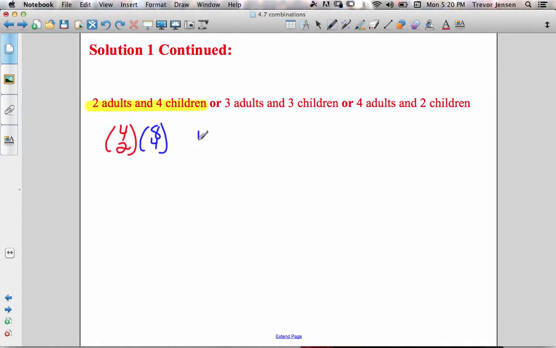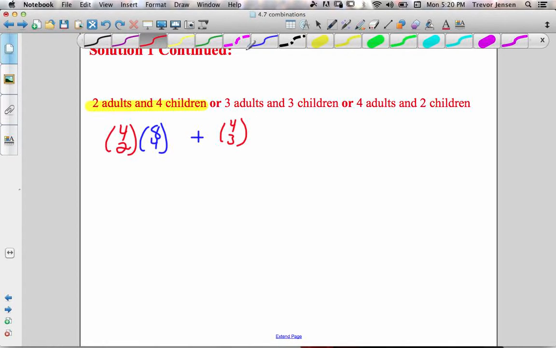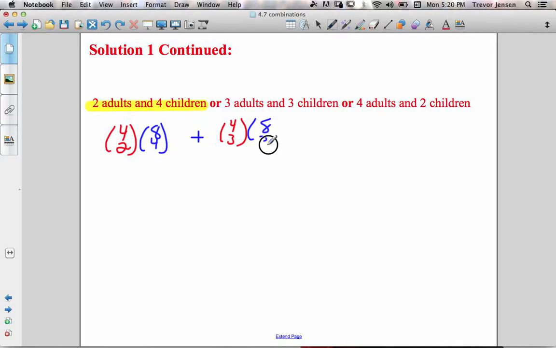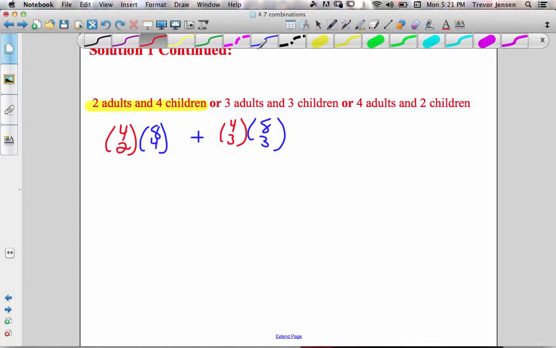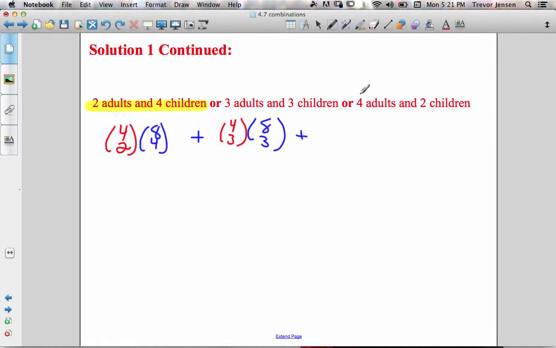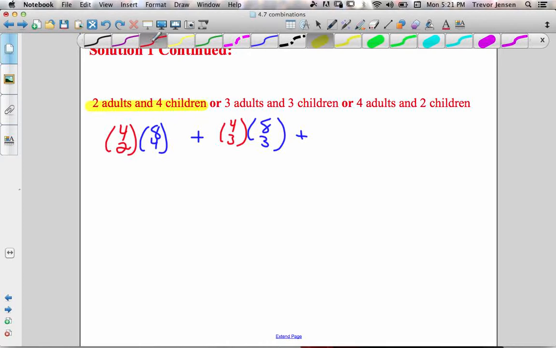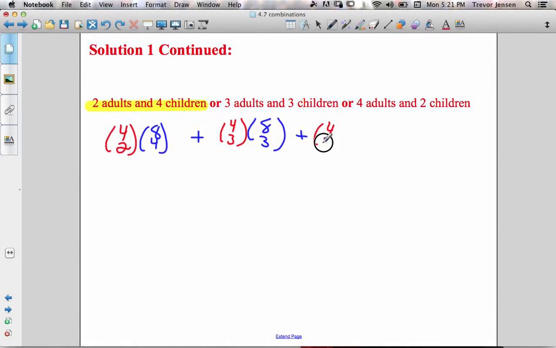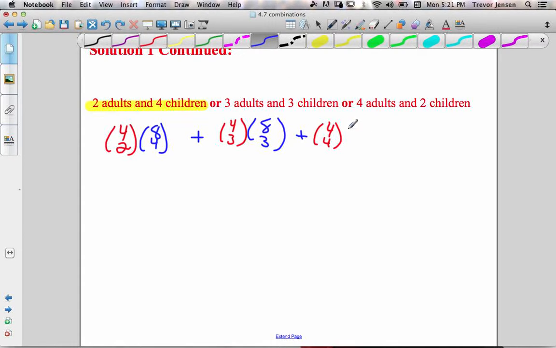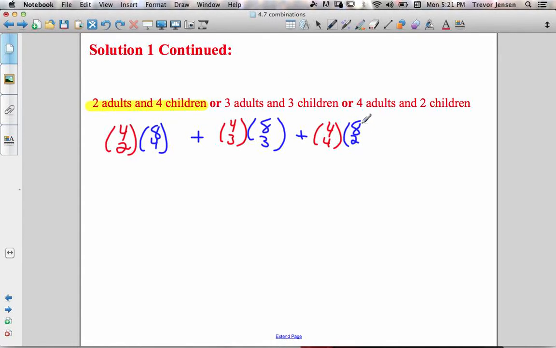Or, so plus, I could satisfy the condition by having 3 adults. So how many ways could I choose 3 adults from the 4 and multiply that by, if there are 3 adults in the group of 6, that must mean there are now 3 children. So how many ways could I choose 3 children from the 8? And the last way I could satisfy the condition is I could have 4 adults in the group. So how many ways could I choose 4 adults from a group of 4 and multiply that by, if there are 4 adults, there must only be 2 children from the group of 8.